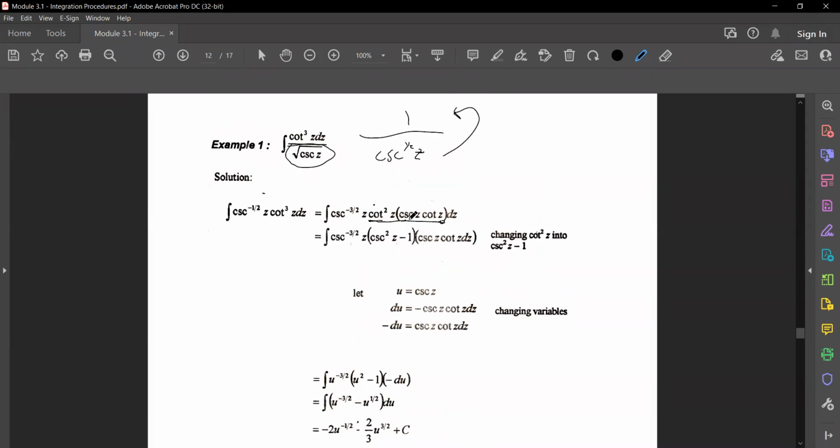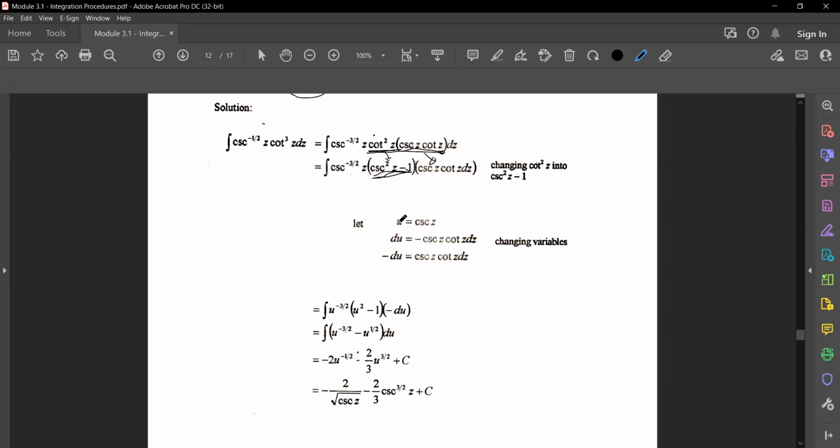Yung natira, ito yung finactor out natin. Yung natira would be used to trigonometric identities. So you now have your cosecant squared z minus 1. Dito siya. Then ito pa rin. Yan, so same pa rin siya. Then proceed with substitution. So we let u is equal to cosecant z. Then yung du natin would be the derivative of cosecant, that is negative cosecant z cotangent z dz. Or transpose natin, kukunin natin yung ito lang. So yung value niya would be negative du.